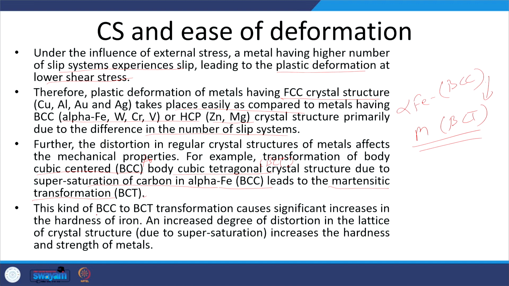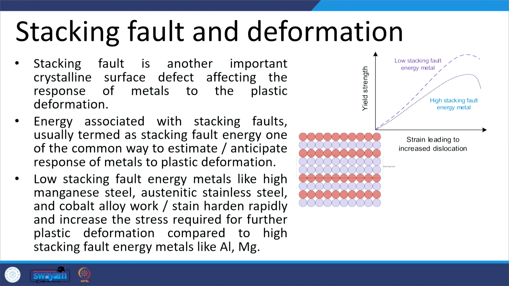This kind of BCC to BCT transformation causes a significant increase in the hardness of the iron, and the increased degree of distortion in the lattice of the crystal structure due to the supersaturation is attributed to the increase in hardness of the metal. So, there are various possibilities. The one is the number of slip systems that a metal has, and if the distortion in the lattice is also taking place due to any reason, then that will also be increasing the yield strength and the hardness.